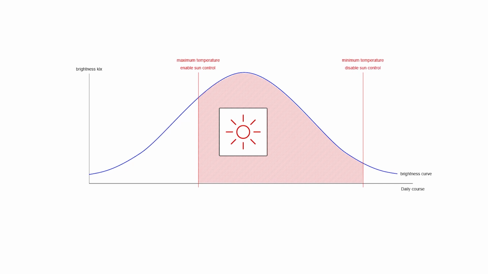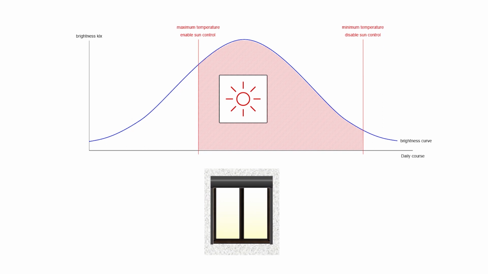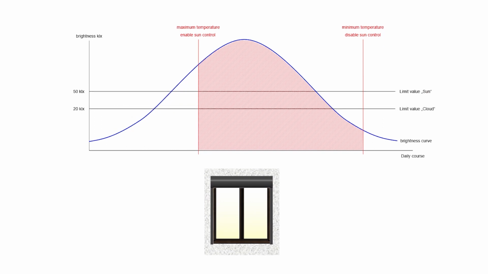For a better explanation, let's add an external Venetian blind and insert the two limit values known from the sun control into the brightness curve: the sun limit value and the cloud limit value. Let's once again increase the brightness to the sun limit value. The sun limit value is still before the warm limit value of the temperature control, which is necessary for the release of the sun control.